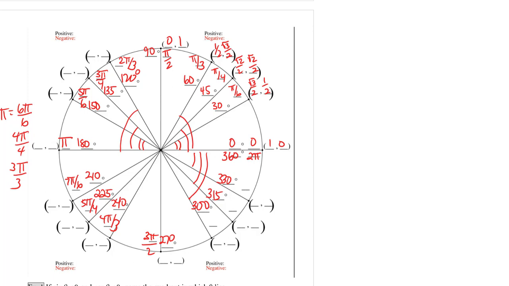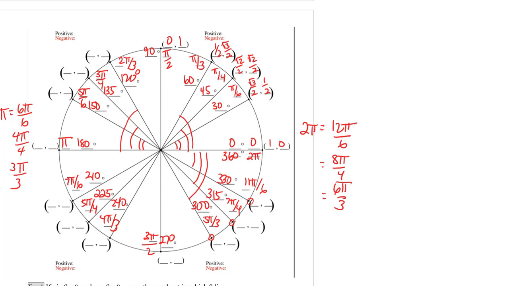And then let's look at what 2 pi is equal to. Well, 2 pi is the same as 12 pi over 6, 8 pi over 4, and 6 pi over 3. So if I want to find this angle right here, that would be 12 pi over 6 minus pi over 6, or 11 pi over 6. This angle is going to be 8 pi over 4 minus pi over 4, or 7 pi over 4. And then finally, this angle is going to be 6 pi over 3 minus pi over 3, which is 5 pi over 3.